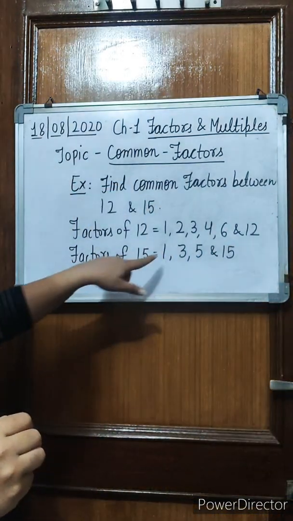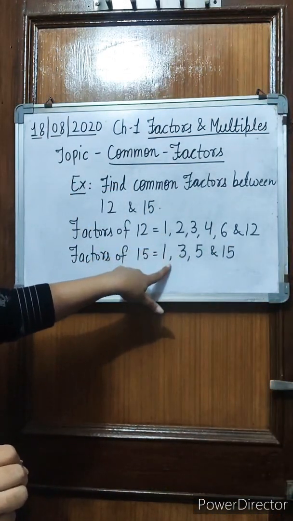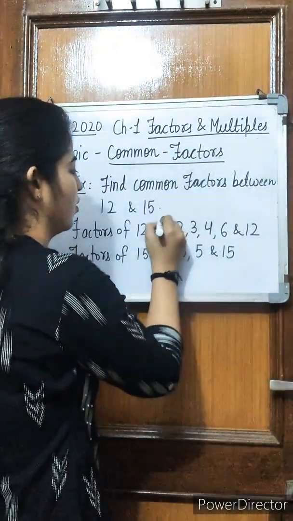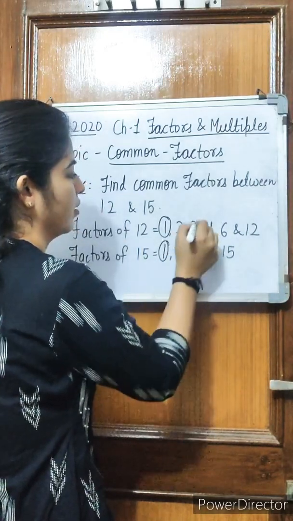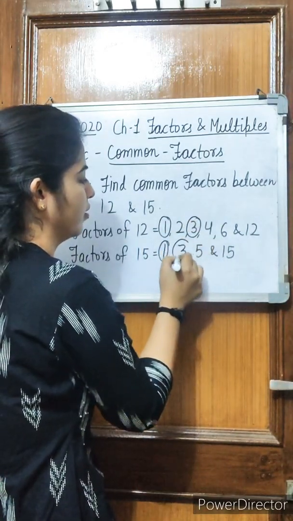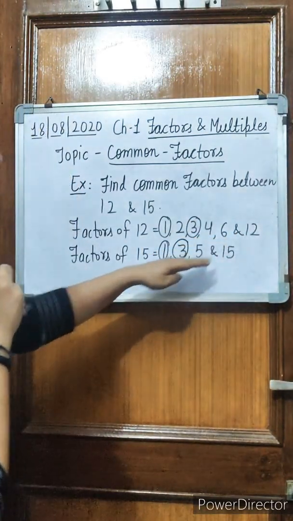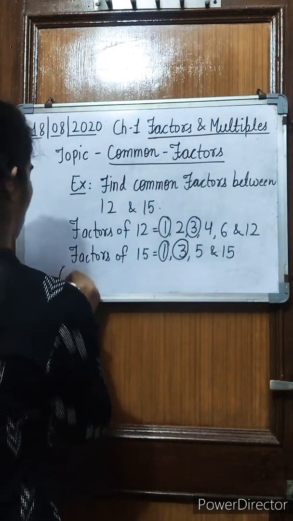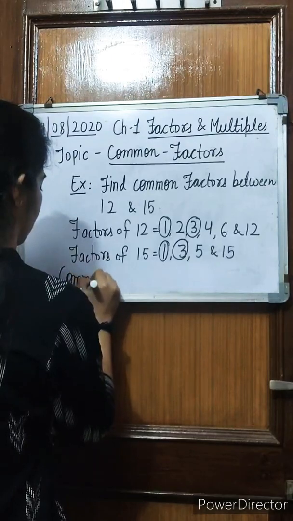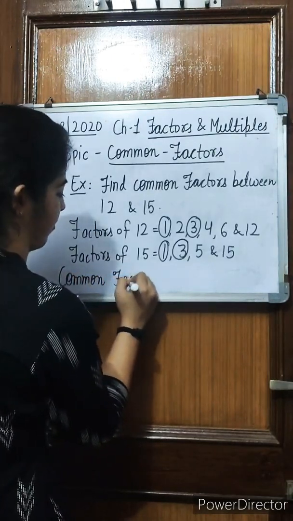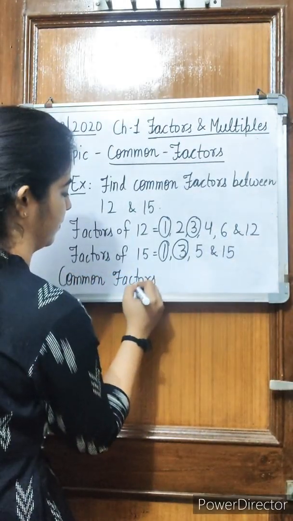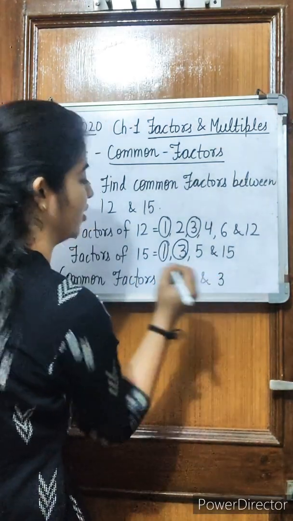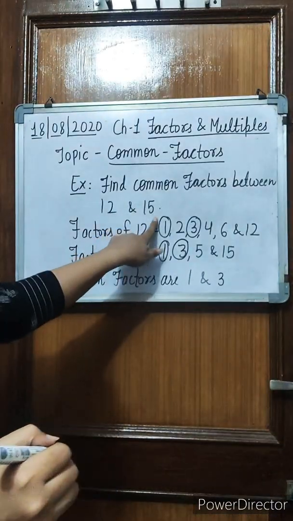Now we can see what looks similar, meaning which numbers look similar. So 1, here 3. Is there any other number which looks similar? No. So here we can see the common factors are 1 and 3 between 12 and 15.